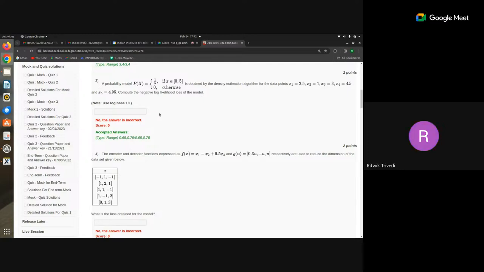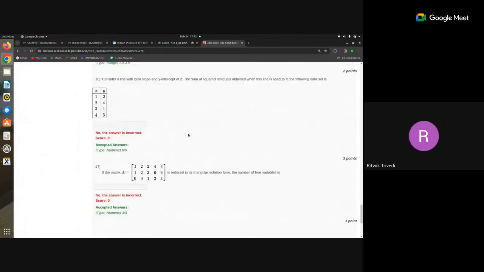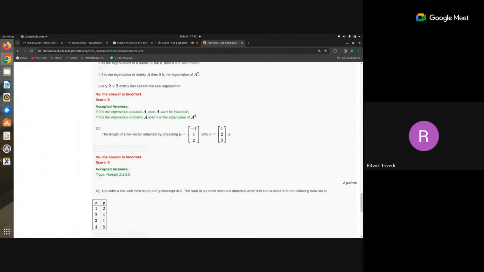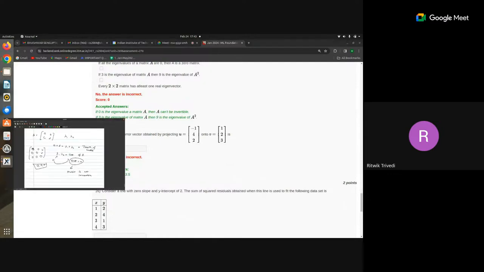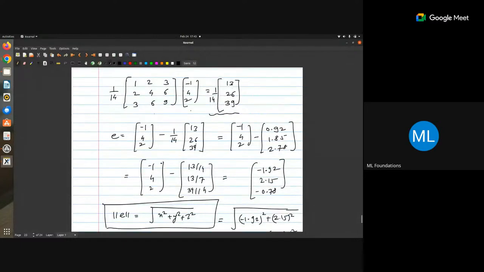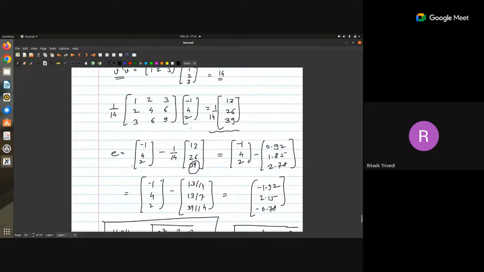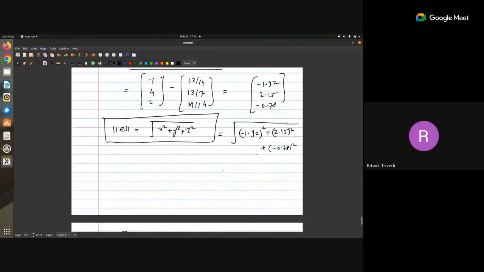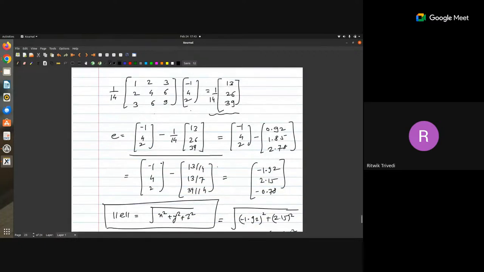Question number 15, last calculation. Can you show it, because I'm not getting it. I'm getting the same values, minus 27 by 14, 30 by 14, and 78 by 14. This last term, 39, we'll do 2 minus 39 by 14, right? Yeah, 2 minus 39 by 14. Sorry, I may have made a subtraction mistake, I guess.